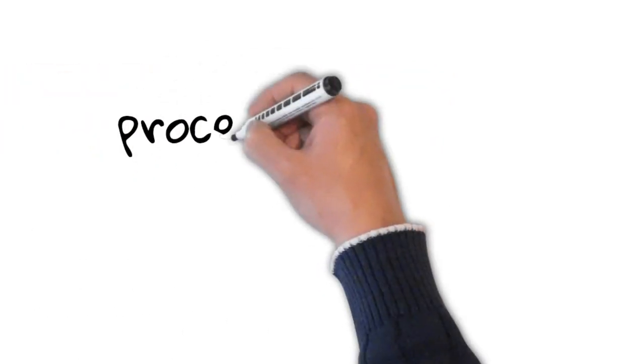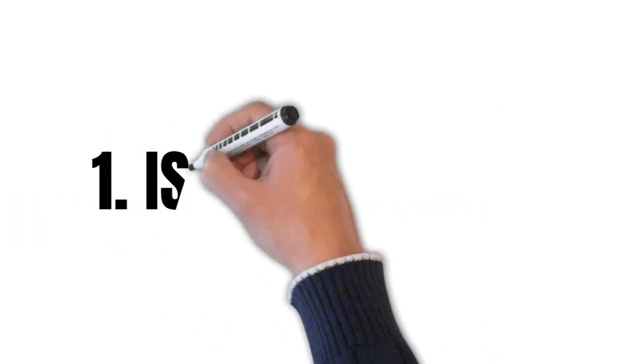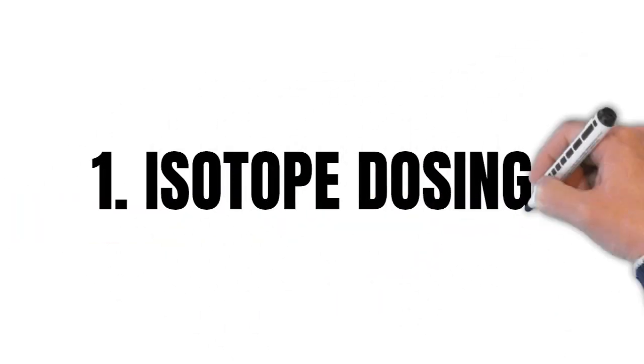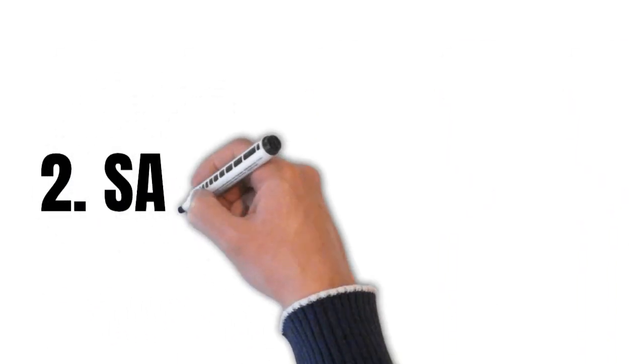The process of measuring energy expenditure using doubly labeled water involves several steps. 1. Isotope dosing. The individual drinks a measured amount of water containing a known amount of stable isotopes of oxygen and hydrogen. The isotopes are incorporated into the body's water molecules and are then eliminated from the body through urine and respiration.